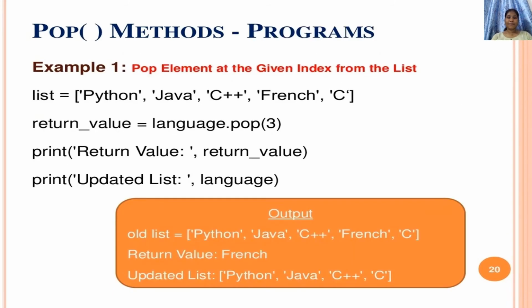Here is an example of the pop method. I took a list called language: Python, Java, C++, French and C, and the returned value I have named return value, language.pop(3), and print the returned value and the updated list. The output would be the old list, that is Python, Java, C++, French and C, and the returned value French, and the updated list would be Python, Java, C++ and C.